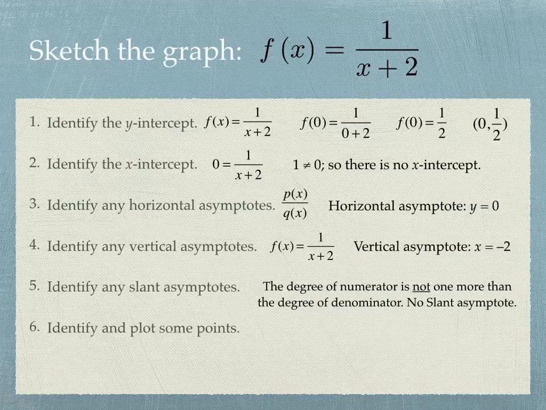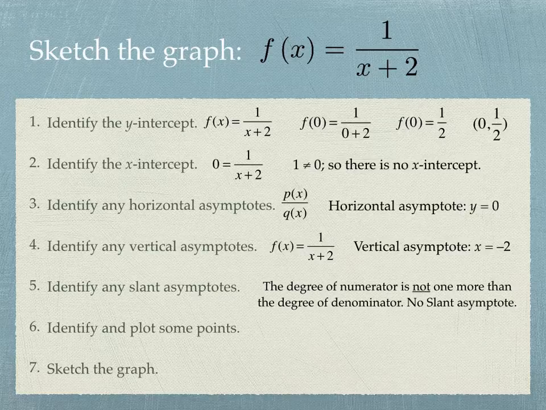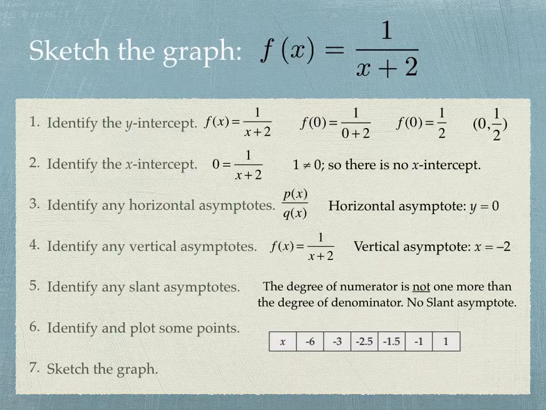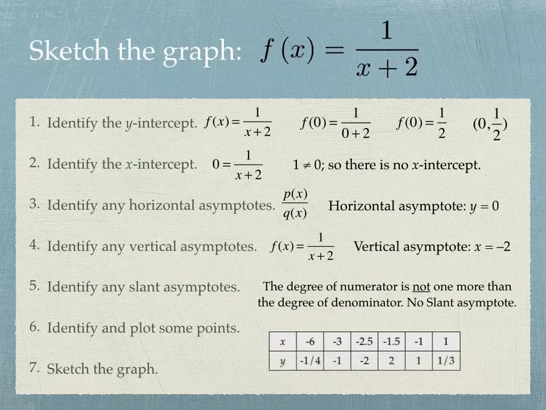And finally, we will make a table of values and determine some points, sketch the graph. So we'll look at our table of values now. And what I did was I used my vertical asymptote of x equals -2, and I found a couple of points that would be to the left of that vertical asymptote and a couple of points to the right. So I'm using the x values shown in this table, and then I substitute those x values into the function to get the y values.